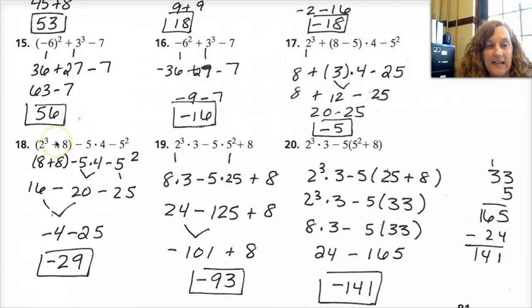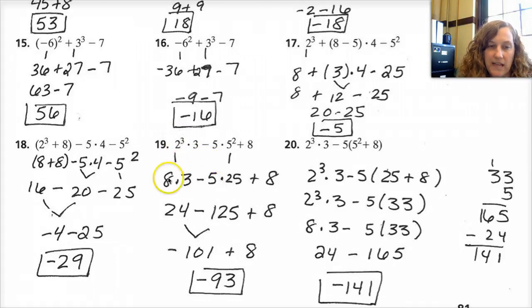Here we have groupings and exponents, so we're going to do the grouping first, but within the grouping it's an exponent, so we have to do that exponent first. 2 cubed is 2 times 2 times 2, which is 8. 8 plus 8 is in our parentheses, minus 5 times 4, minus 5 squared. 8 plus 8 is 16, minus 20, minus 25. And I can do this exponent and then do the multiplication. 16 minus 20 is -4. -4 minus 25 is -29.